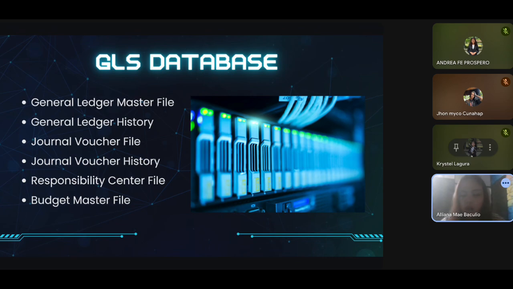And we also have the responsibility center file, where it focuses on internal performance tracking. This contains expenses and revenues used in a responsibility center. And this is used by the management reporting system for the preparation of the responsibility report. And lastly is the budget master file, which contains the budgeted amounts for revenues and expenditures and other resources used in the responsibility center. Next.